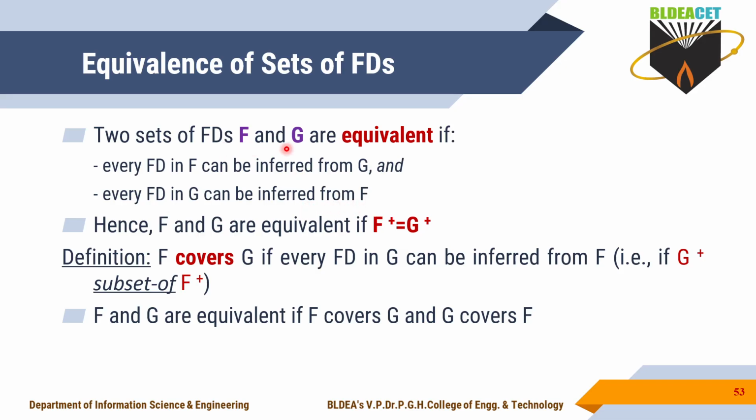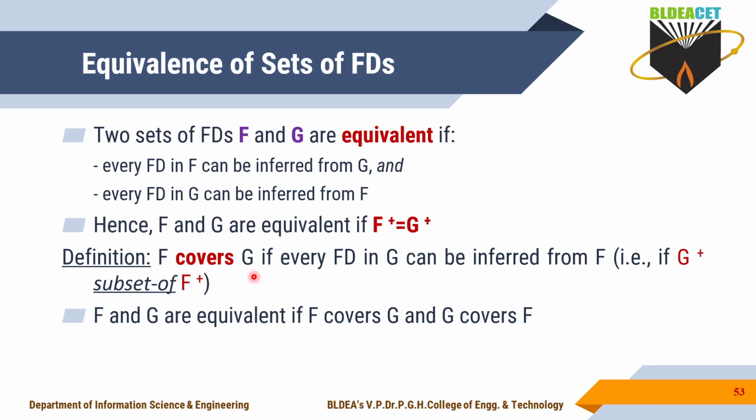So these are the two given sets of functional dependencies. After applying the inference rules, the new inferred functional dependencies we get may be available in G. In the same way, G has its given functional dependencies, and after applying the inference rules, the inferred functional dependencies may be there in F. Then we call F and G equivalent if the closure of F is equal to the closure of G.